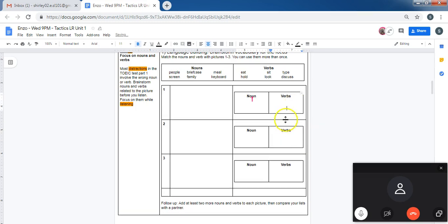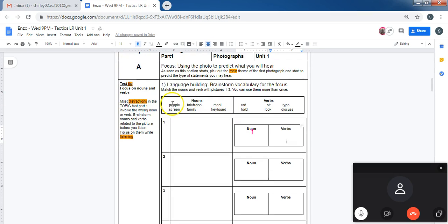So what nouns do you see? It says here we have people, briefcase, meal, screen, family, keyboard. Every picture has people. Yeah, but it says here you could use them more than once.